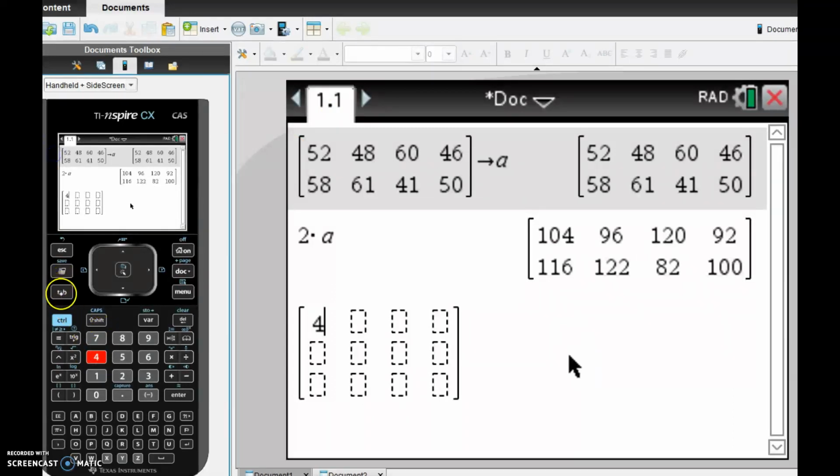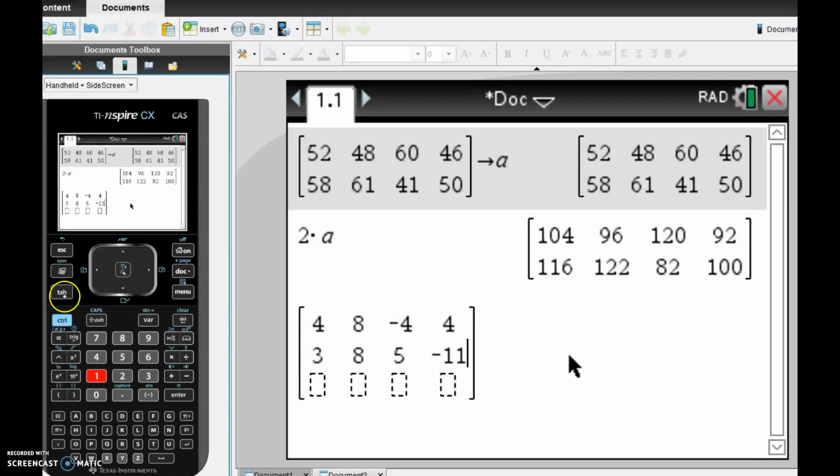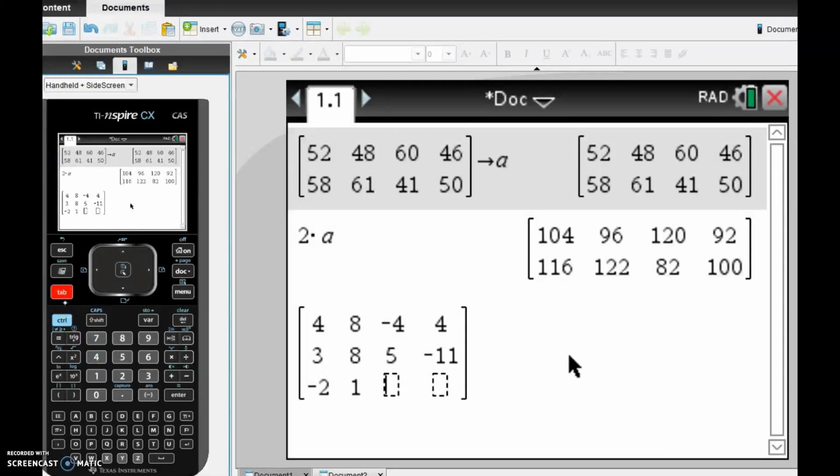4, 8, negative 4, 4, 3, 8, 5, negative 11, negative 2, 1, 12, negative 17. Okay, we want to store it. We'll store that as B.